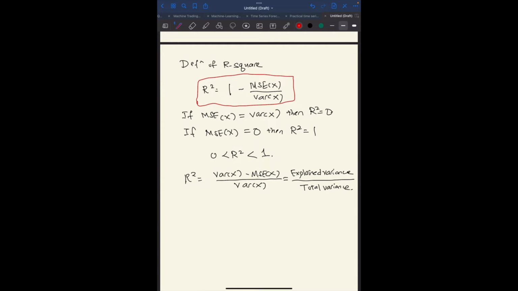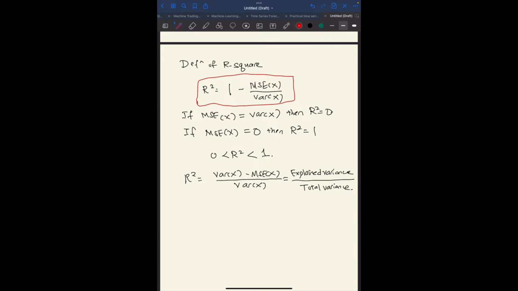Another way to look at R square is taking the ratio of the explained variance over the total variance. Explained variance is the difference of the variance and mean square error, and the total variance is the variance. If the variance can be explained by the regression line, then the R square is 1. On the other hand, if the regression line is not able to explain the variance of the data point, then R square is 0.